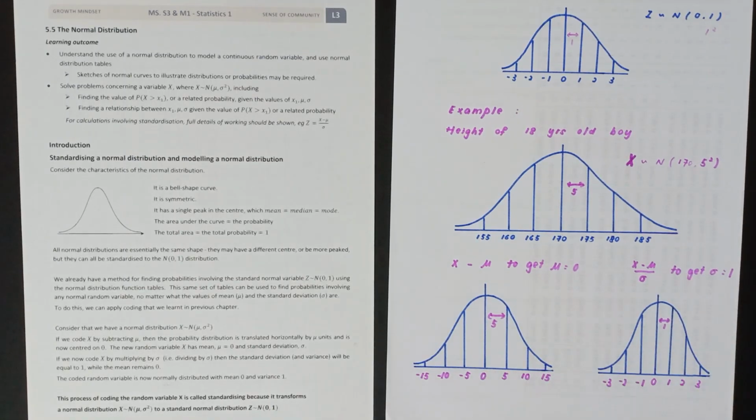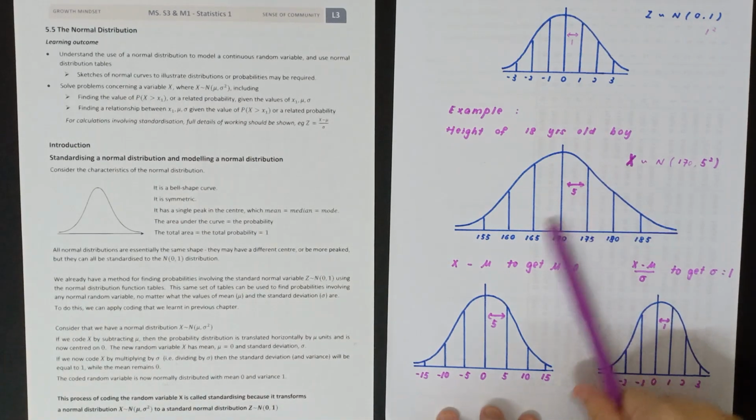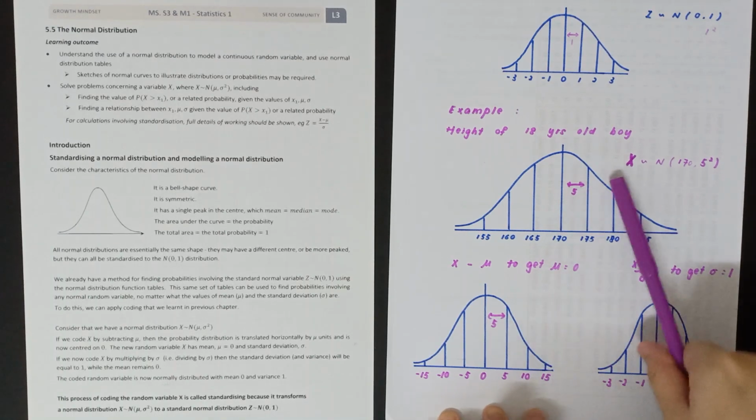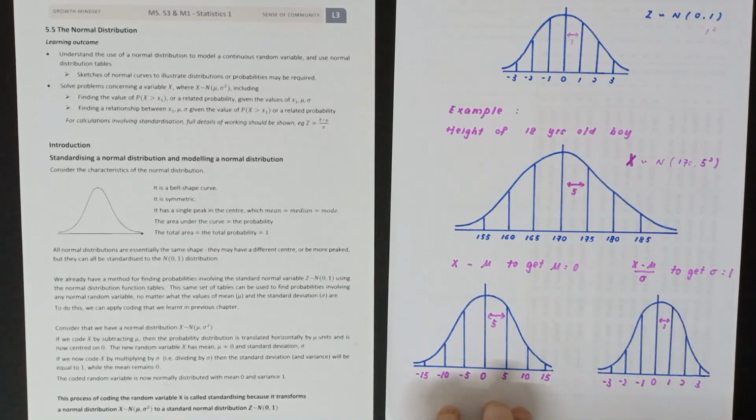Okay, so the whole process is basically called standardization. Meaning, what are you trying to do? You are trying to make every normal distribution into a standard normal distribution. So what is the process you do? You minus your mean, then after that you divide by your standard deviation.